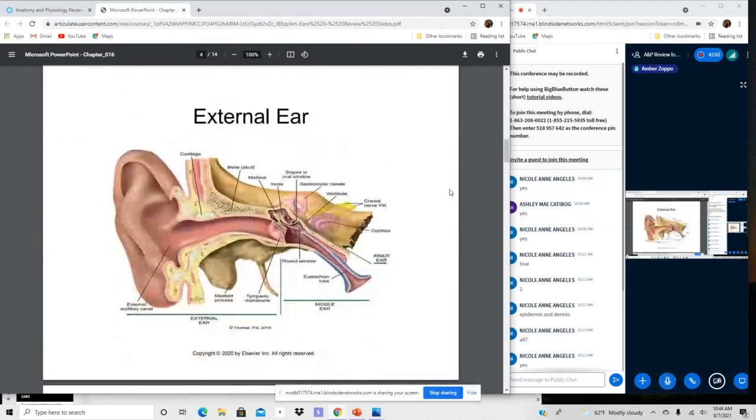Okay, so this is the picture that shows the external ear. We have the external auditory canal, which then runs through into the tympanic membrane or the eardrum. And then it goes into the middle ear, which we're going to talk about next.